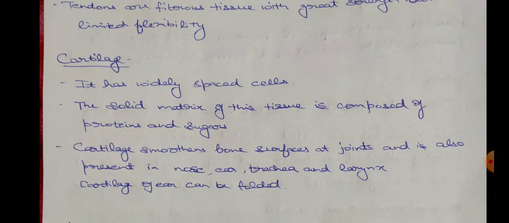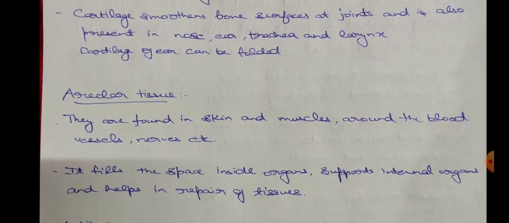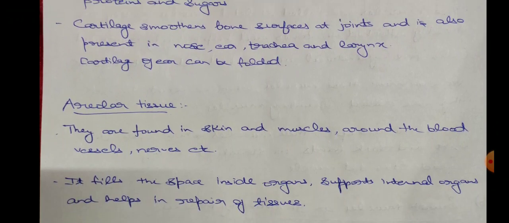Shall we move? The next one is areolar tissue. We have to study now two types, areolar tissue and adipose tissue. First of all is areolar tissue. They are found in skin and muscles, around the blood vessels, nerves, etc. Where is it found? It is found in the skin, muscles, around the blood vessels, very important, around the nerves also, and also found in the bone marrow.